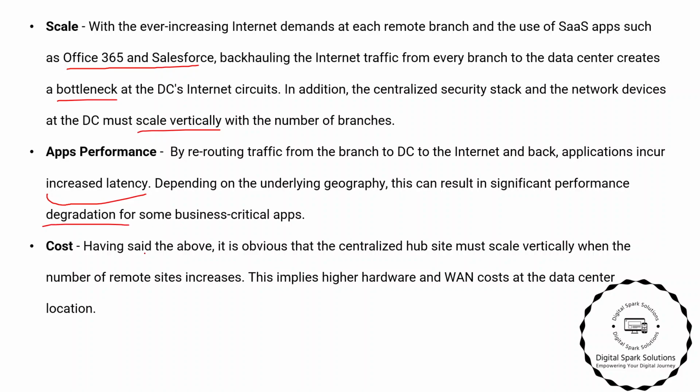Cost. Having said the above, it is obvious that the centralized hub site must scale vertically when the number of remote sites increases. This implies higher hardware and WAN costs at the data center location. Cisco SD-WAN allows for a better, more scalable approach to internet usage at remote sites. The feature is called direct internet access, and as the name implies, it allows particular users and applications to access SaaS/IaaS services directly through the local internet circuits.